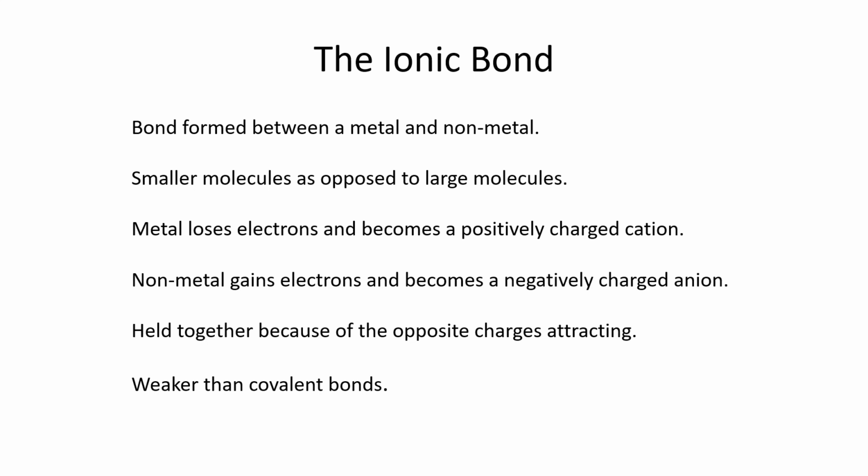All right, so that covers covalent bonds. Now we're going to move on to drawing ionic bonds and the ionic Lewis structure. So in the ionic bond, it's a bond that's formed between a metal and nonmetal. Smaller molecules as opposed to large molecules. The metal is going to lose electron and become a positively charged cation, while the nonmetal gains electrons and becomes a negatively charged anion. They're held together because of opposite charges attracting.